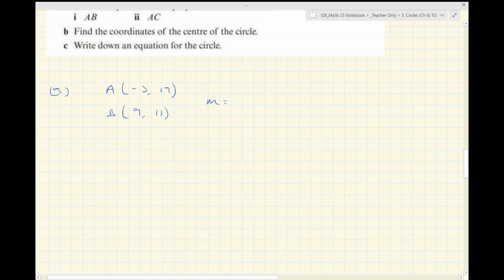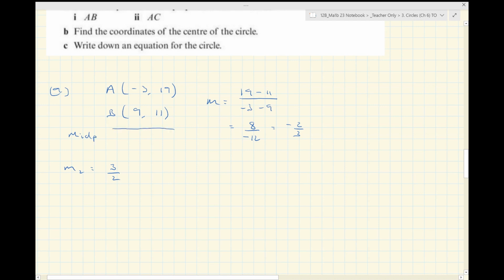So the gradient is the difference, one y coordinate minus the other, divided by the x coordinate minus the other. So I'm going to get 8 over minus 12, which gives me minus 2/3. So that's the gradient of the line AB. So the gradient of my perpendicular bisector, which I'll call m2, is going to be the negative reciprocal of that. And my perpendicular bisector is going to go through the midpoint of A and B.